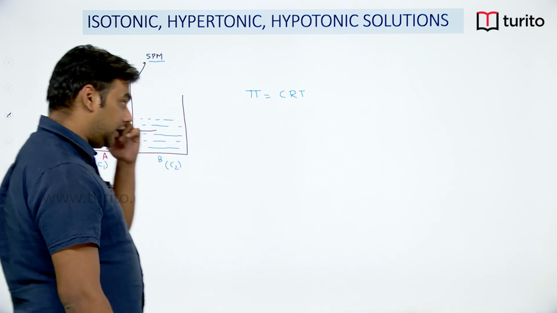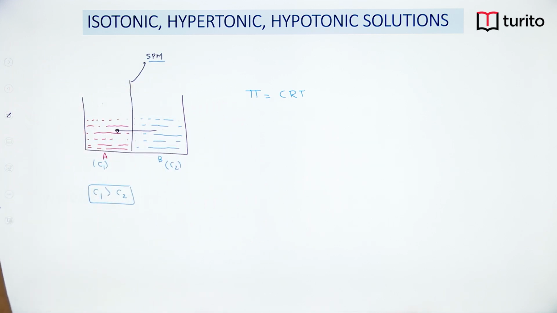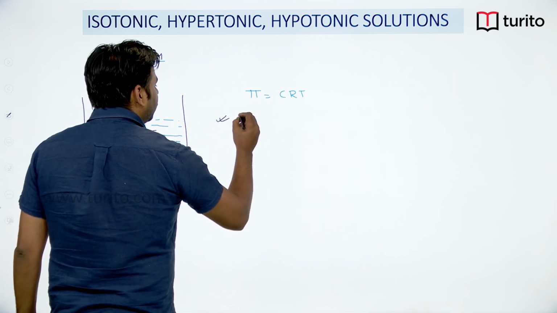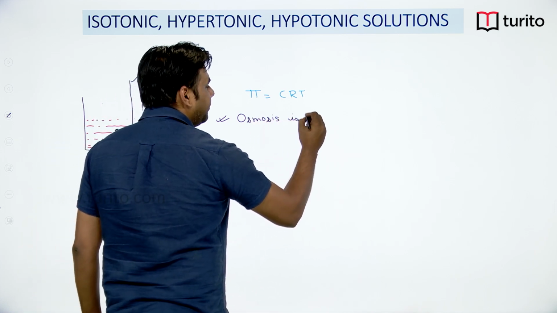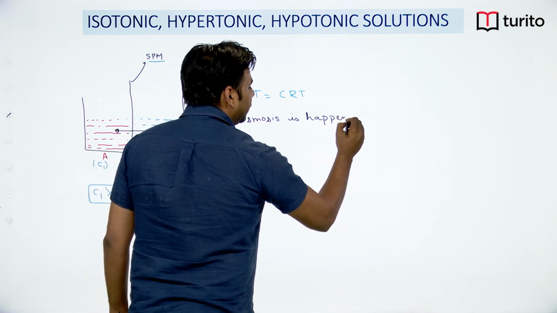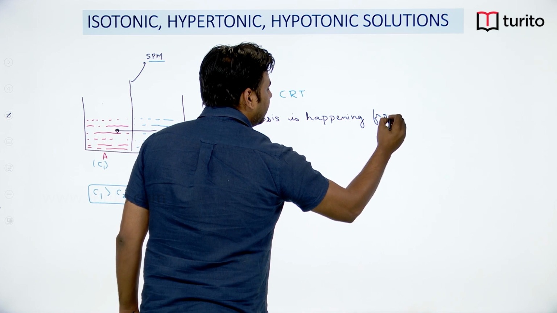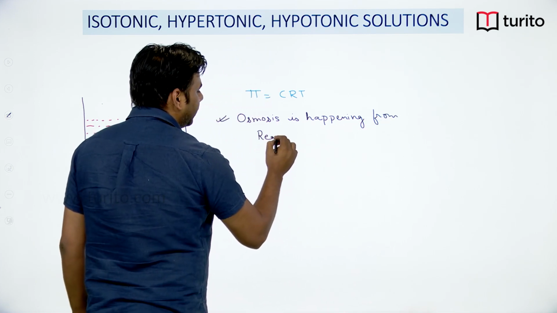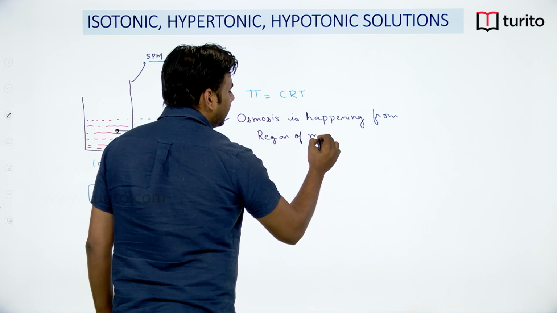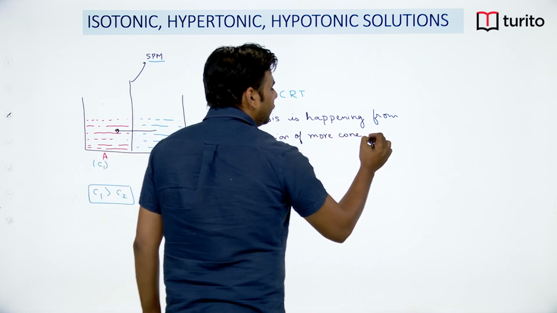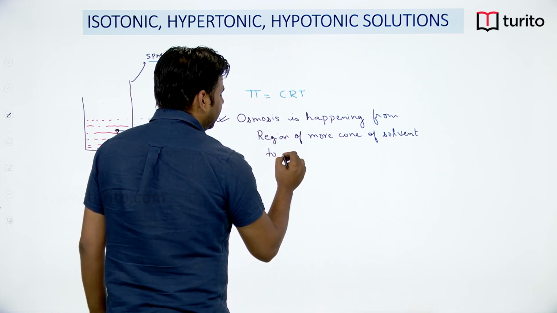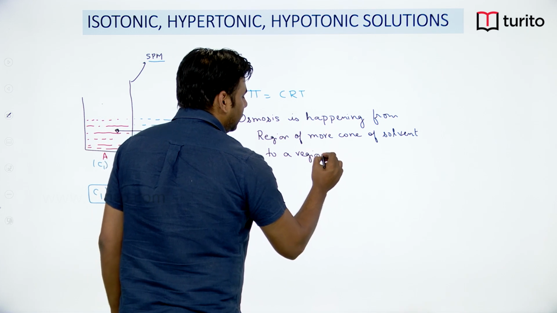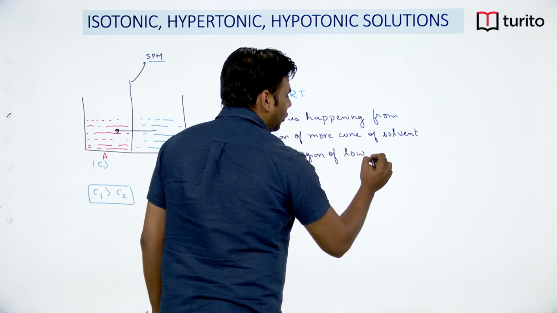We did this in the previous lecture. We said that π = C R T. So we can clearly see that osmosis is happening from a region of more concentration of solvent to a region of low concentration of solvent.